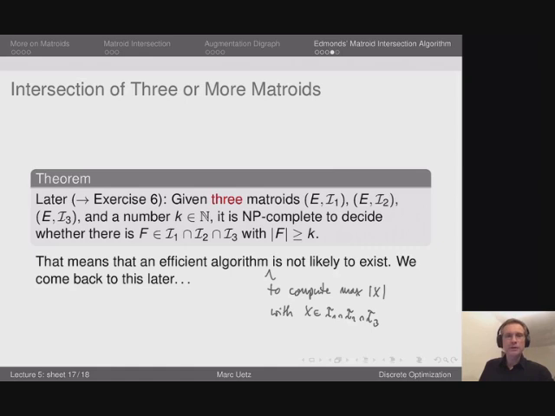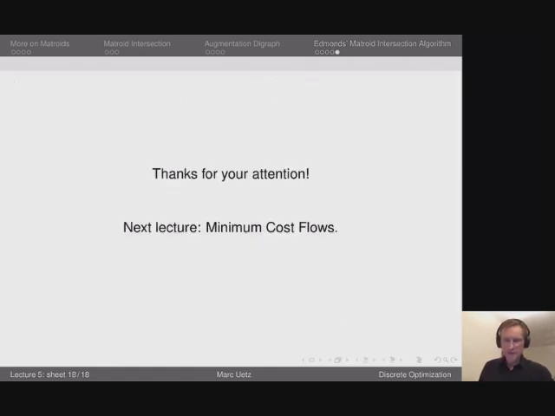With this, I will essentially end the part on matroids or matroid intersection. The next lecture is going to be again on flows, and in this case, minimum cost flows in directed graphs. Thank you for your attention.